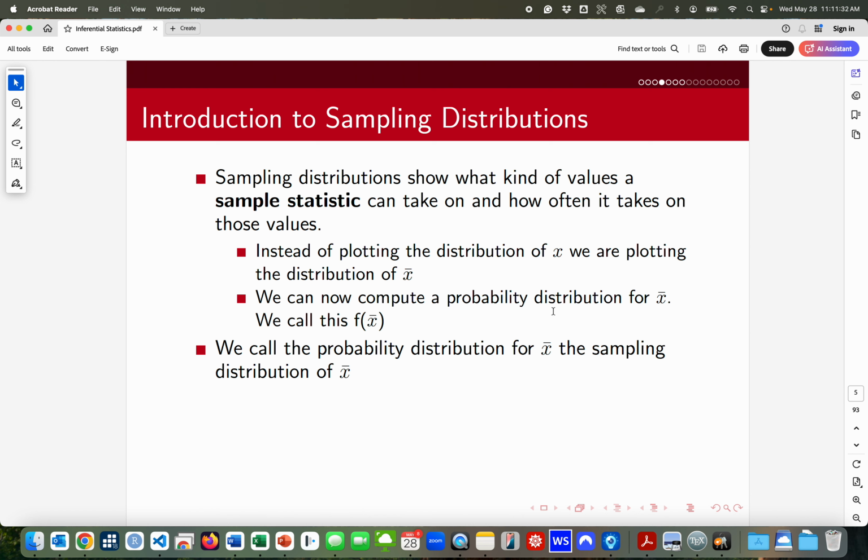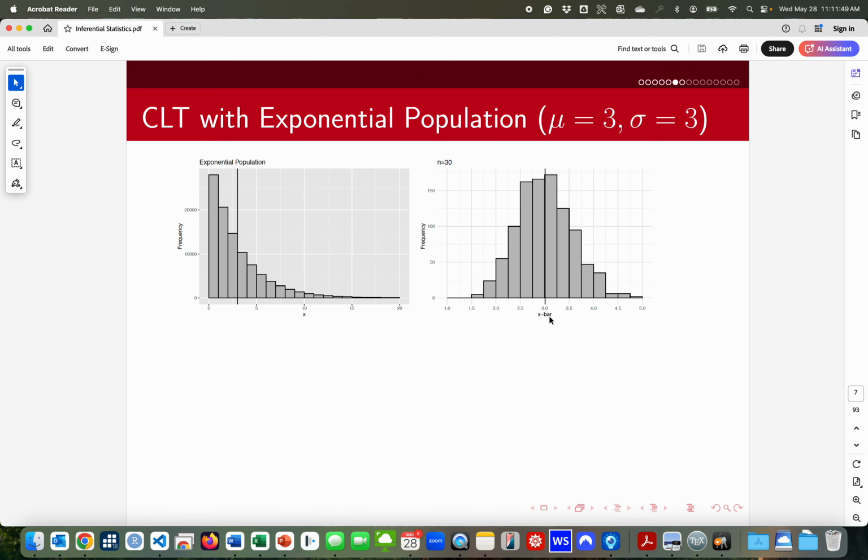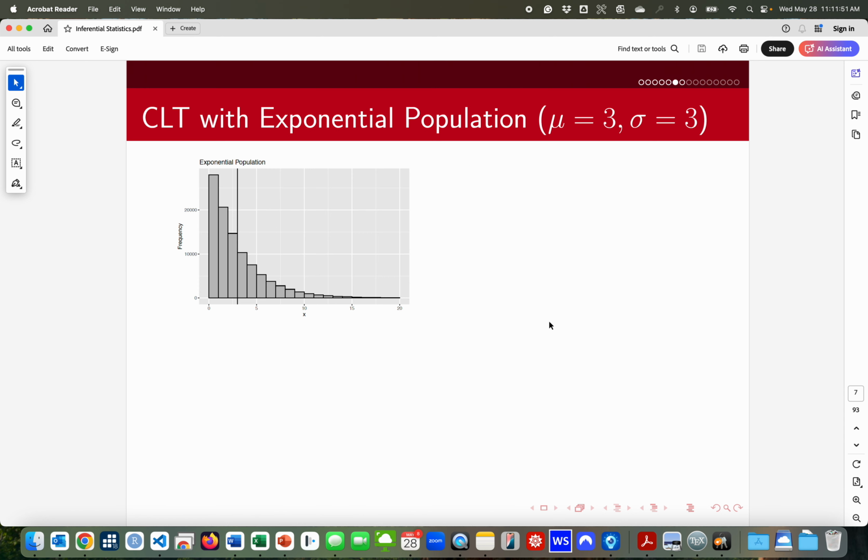So this distribution has some properties. It'll have a mean, it'll have a standard deviation. It's very similar to the distribution of some variable x. So I'm going to skip ahead just a little bit and show you what we're thinking about here. So just a quick example of a sampling distribution.